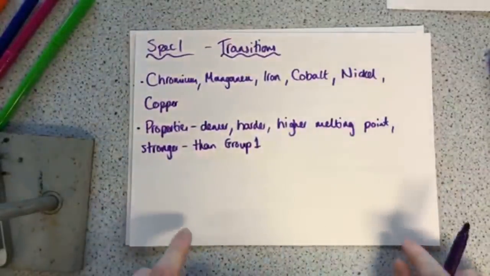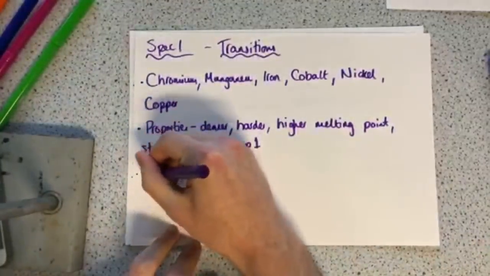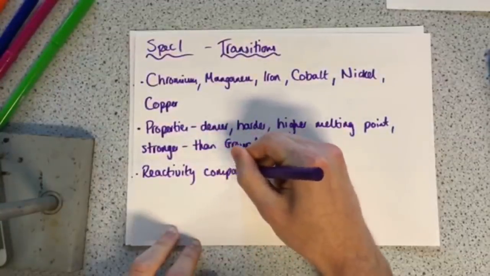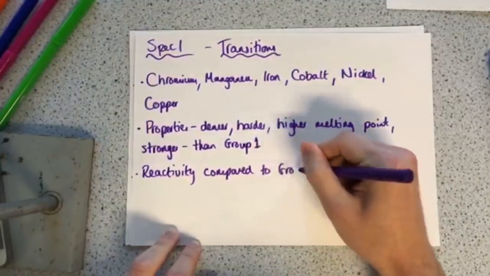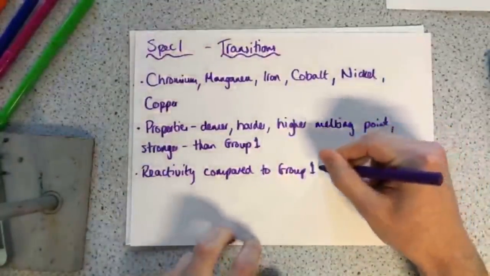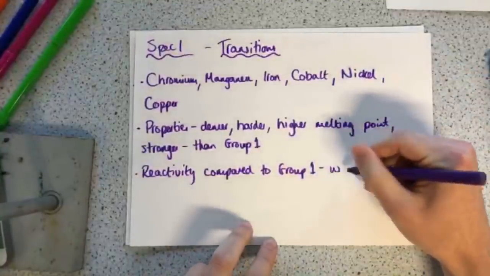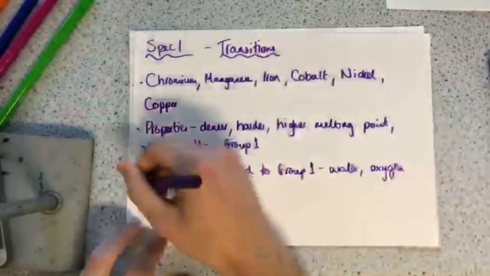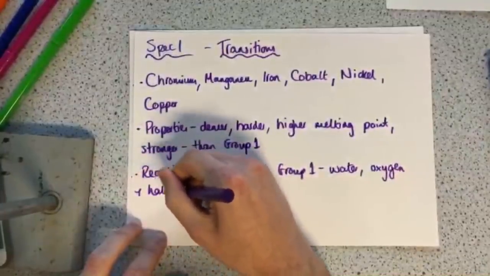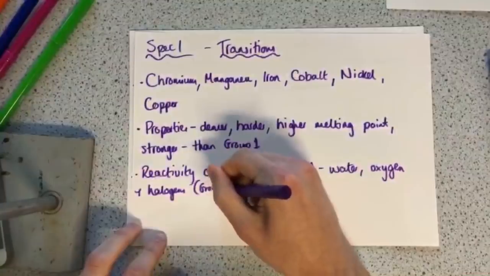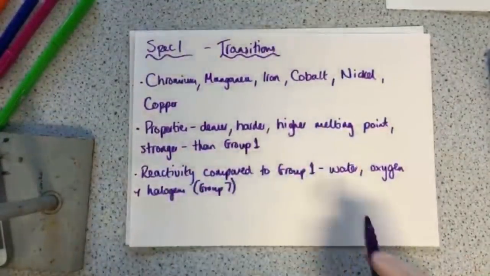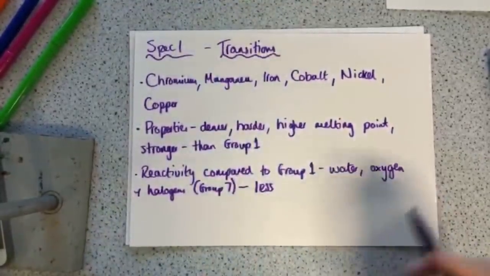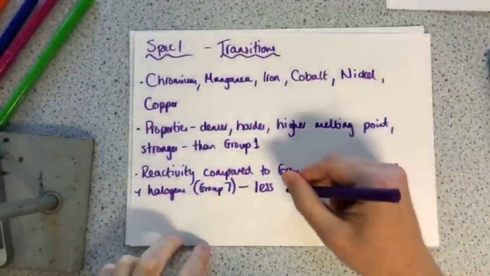In terms of reactivity of these transition metals compared to group 1, this is with water, oxygen, and the halogens. Now, halogens is another name for group 7. So the reactivity compared to group 1, they are less reactive. If you dropped iron into water compared to, let's say, sodium, it would react far less, so they are less reactive.